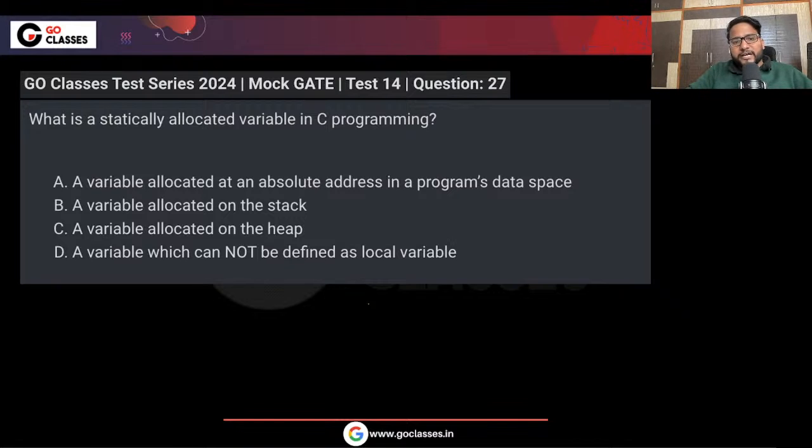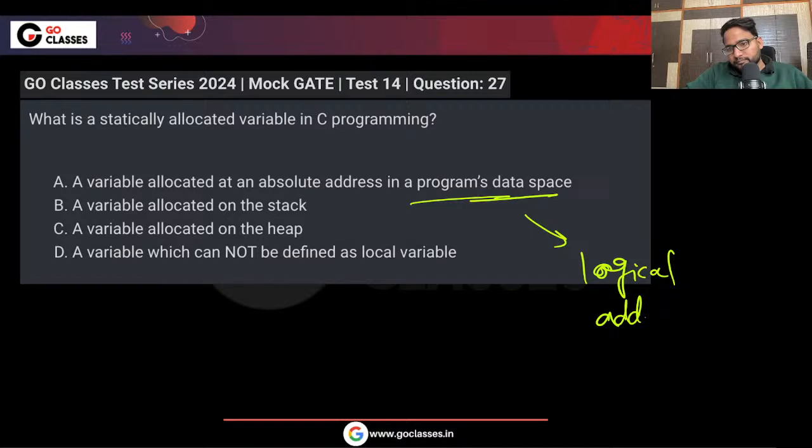So I hope that was okay to everyone. What is statically allocated? If it is statically allocated, then it's allocated in the absolute address of the program's data space, right? I mean, the address is fixed, the logical address is fixed.